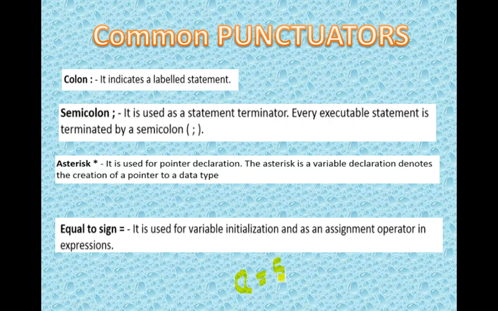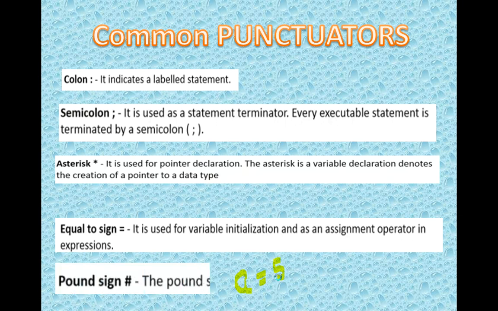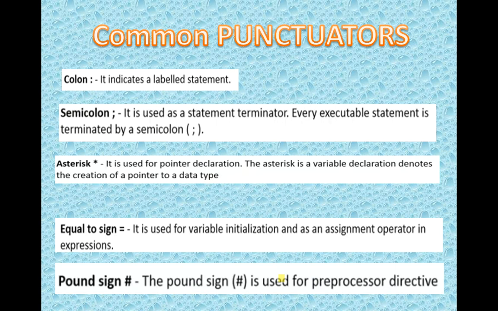Next one is the pound sign. This sign is used when we have to use preprocessor directives. Suppose you have done C, when we include stdio.h, we use #include. That means to include preprocessor directives you use the hash sign.